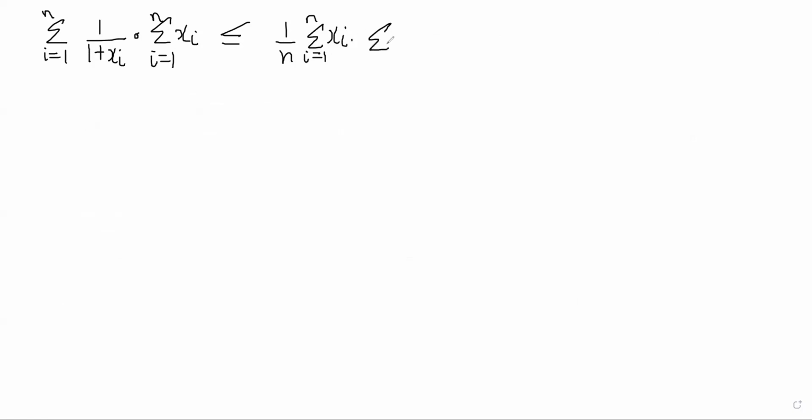We have summation of i goes from 1 to n 1 by 1 plus xi multiplied by summation of i goes from 1 to n xi. We said that it is less than equal to 1 by n summation of i goes from 1 to n xi multiplied by summation of i goes from 1 to n 1 by xi power k multiplied by summation of i goes from 1 to n xi power k by 1 plus xi, right?